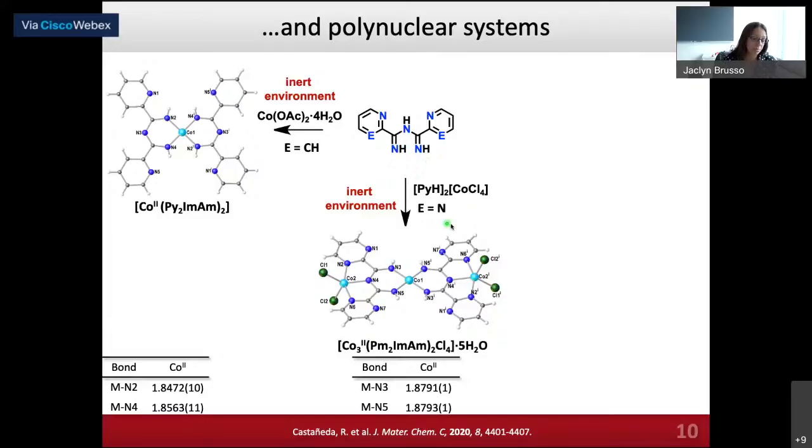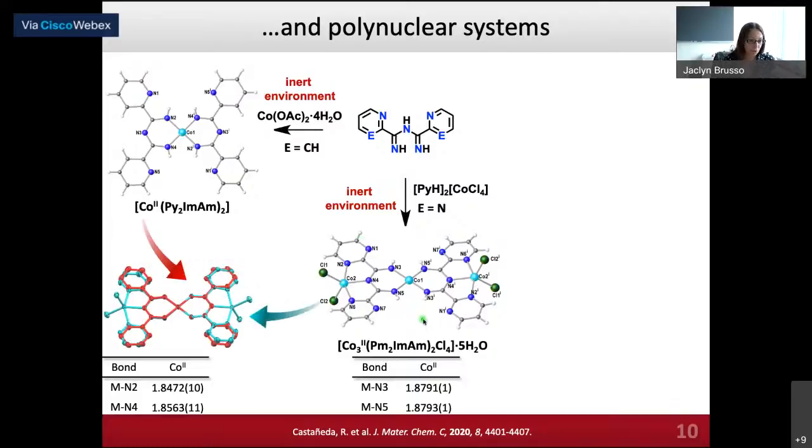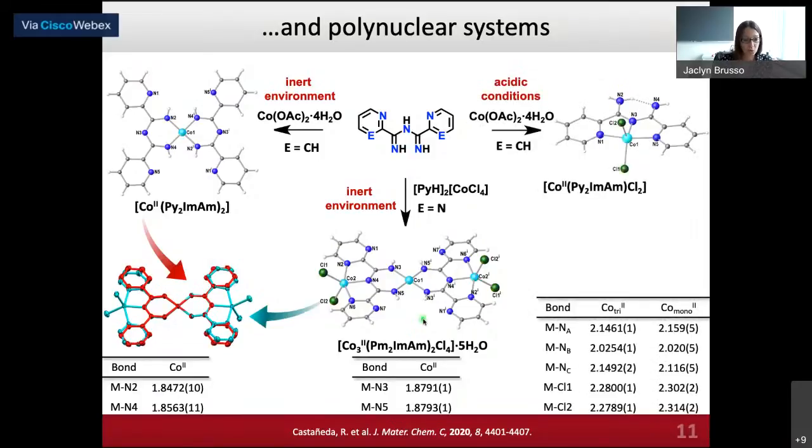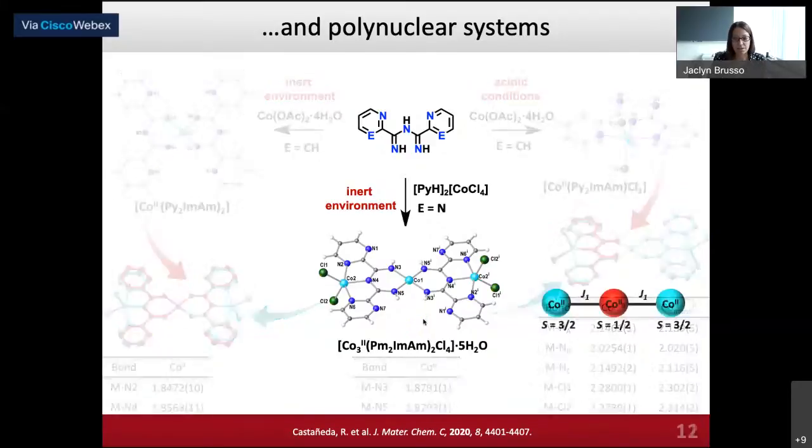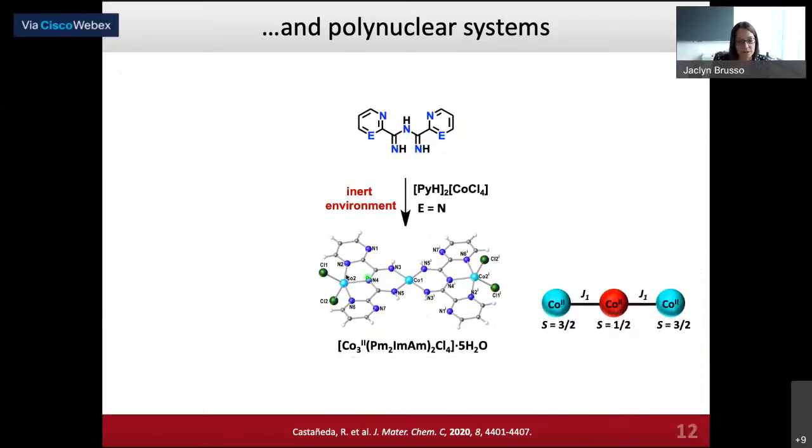we turned again to our pyridinium salts, in which case we were able to generate this trinuclear cobalt complex. Again, we can look at overlays with the mononuclear systems to see the similarities at the core as well as at the periphery of the molecule. By using our mononuclear systems as a template, we can come up with a spin state. So in the case of our trinuclear systems, here again, we have a low spin metal ion at the center and high spin metal ions at the periphery.